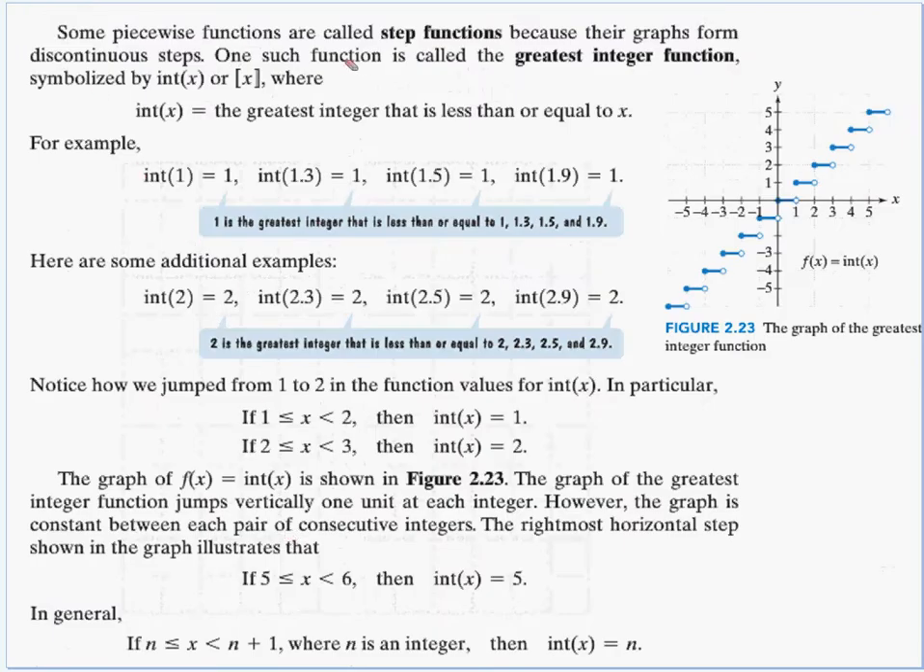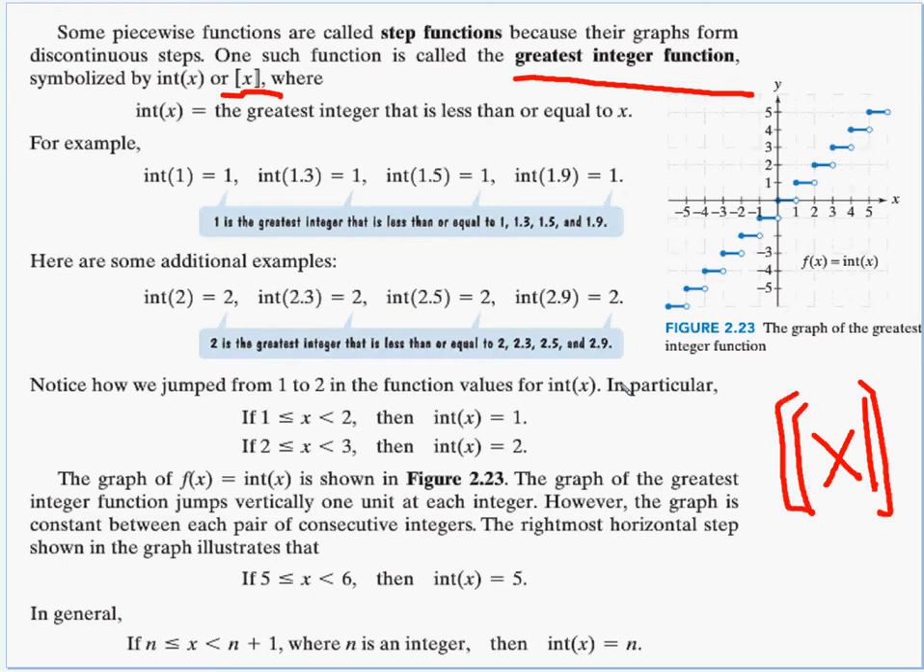Now, some piecewise functions are called step functions because their graphs form discontinuous steps. One such function is called the greatest integer function, symbolized by int, and then they have x in a set of parentheses. Or more commonly, you see this, it's kind of like double absolute value bars, but with the ends a little curved out like that. So it's kind of like double bars. But this is just the greatest integer function, or sometimes people just call it the step of x. And basically you're just rounding down. You always round down no matter what.